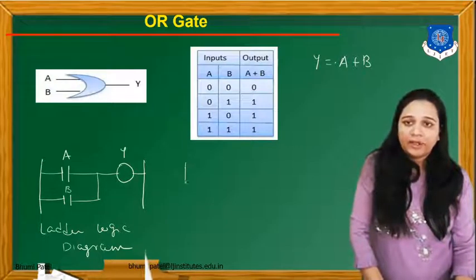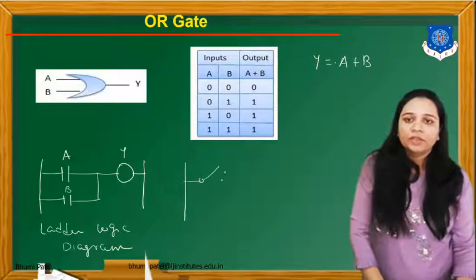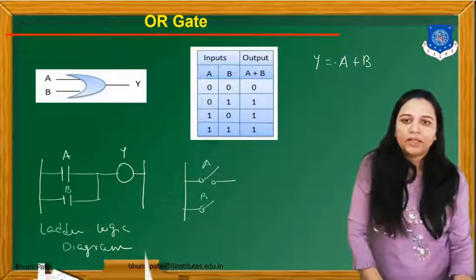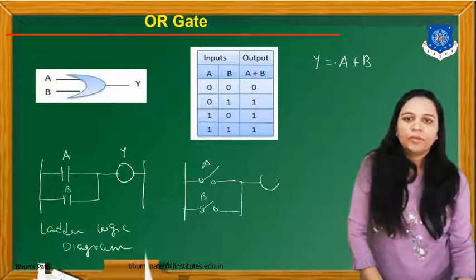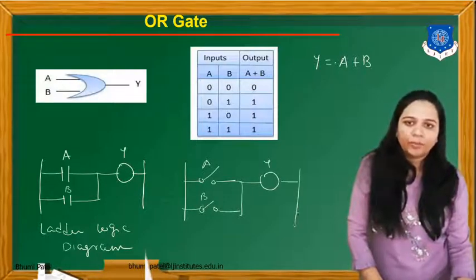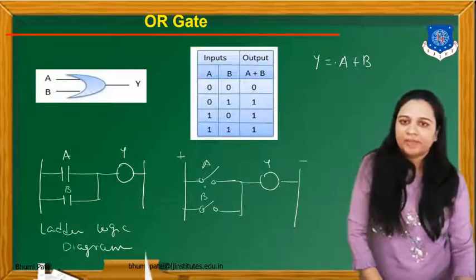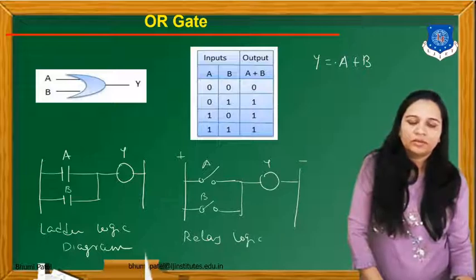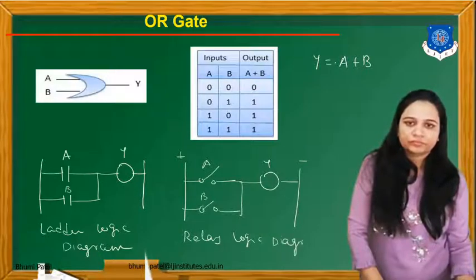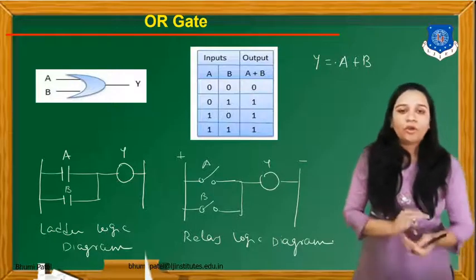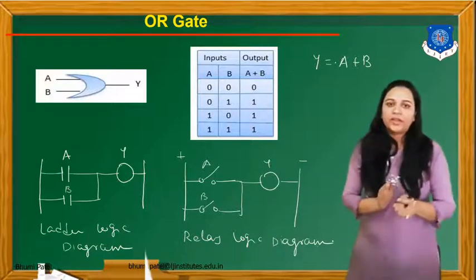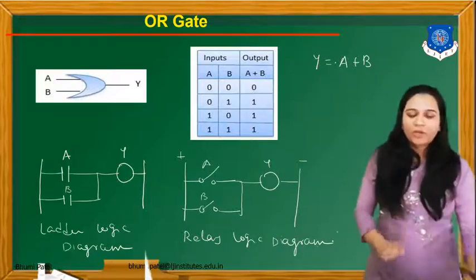If we draw a relay logic diagram using the OR gate, we put the A switch here, and in parallel with A we put the B switch, and then we put the Y output. This is my plus terminal, this is my minus terminal, and this is my relay logic diagram. So using the OR gate, if any one input is high or on, we get the output. This is all about the OR gate.